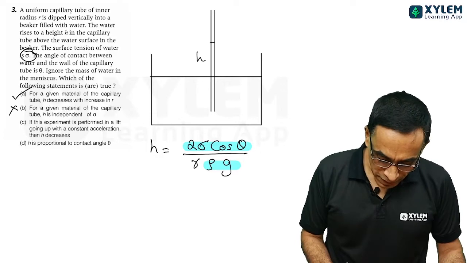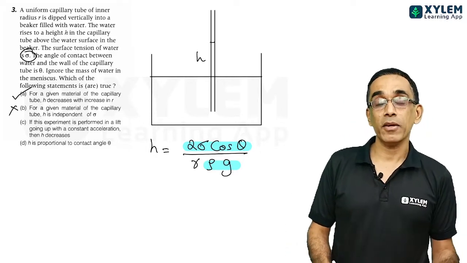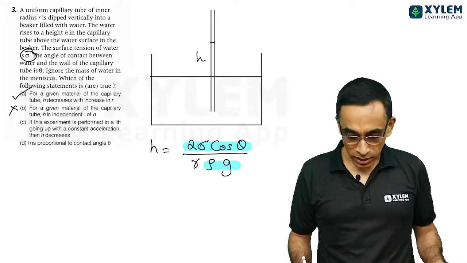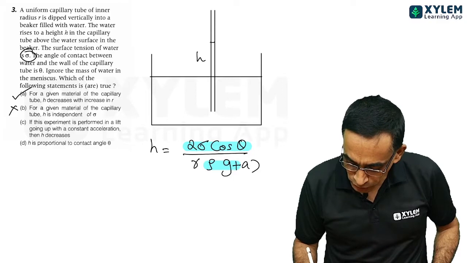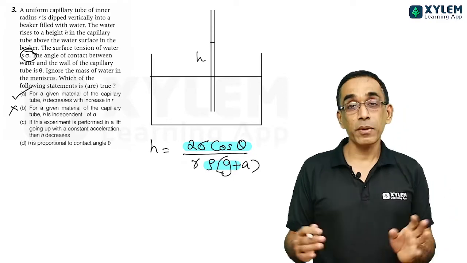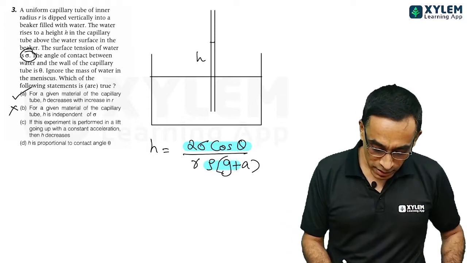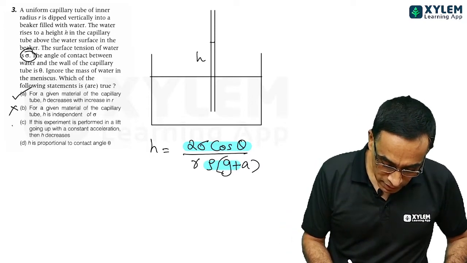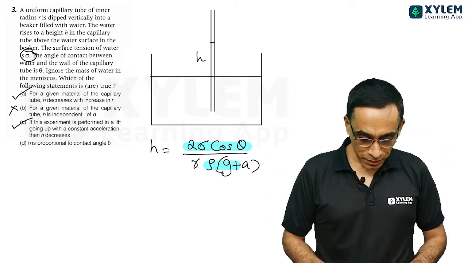Option C, we need to see: if this experiment is performed in a lift going up with constant acceleration, what change happens? We have to make this g into g plus a. g is replaced by g plus a, as it is an upward acceleration. Naturally, when you accelerate it, H decreases. That is correct. So when you accelerate it upward, H decreases.